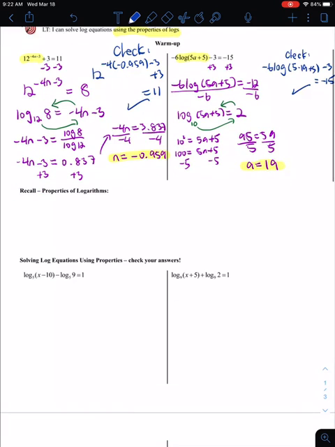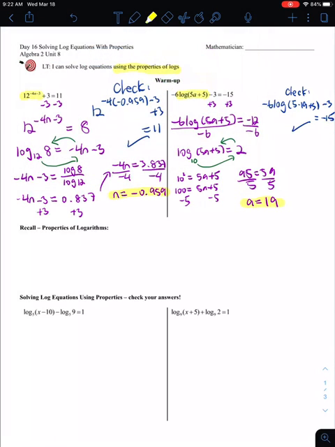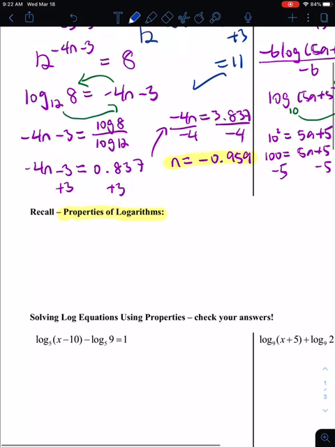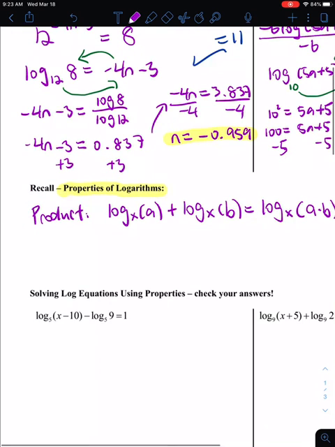Okay, so now let's move on to how we can solve using the properties of logs. Again, this is nothing new actually, but let's do a quick summary of our properties. First we have the product rule, and remember that says if we have log base x of a, and if I add it to log base x of b, you can actually combine those two by doing log base x of a times b.